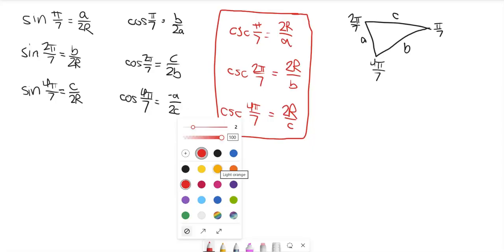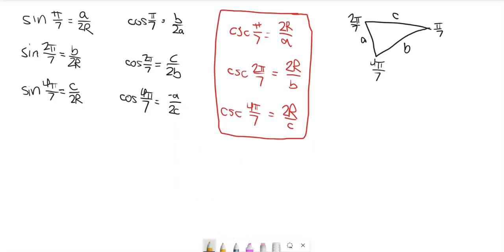Next are the secant ratios of the heptagonal triangle, which are just the reciprocal relations of the cosine ratios. The secant of pi over 7 is going to be 2b over a. The secant of 2 pi over 7 is going to be 2b over c. And the secant of 4 pi over 7 is going to be negative 2c over a.